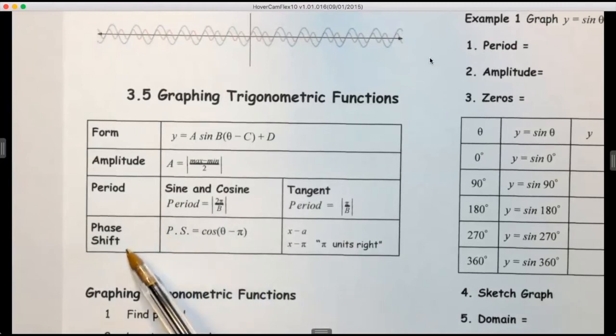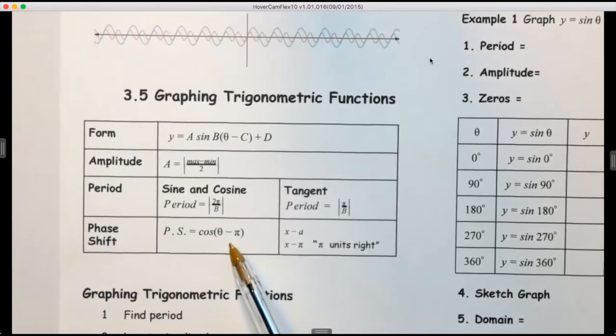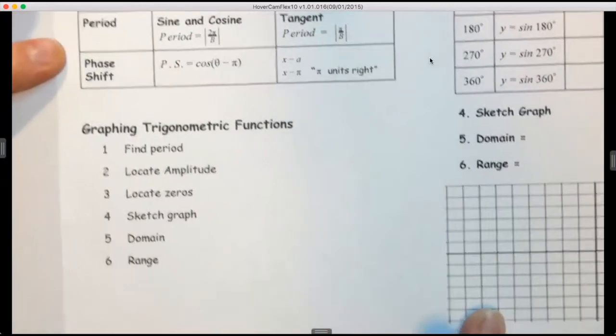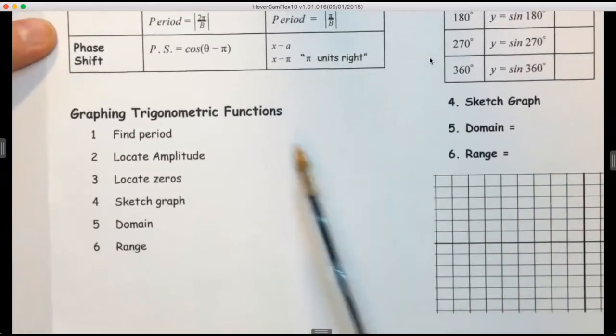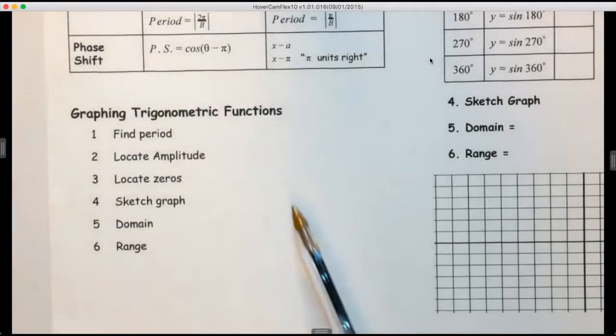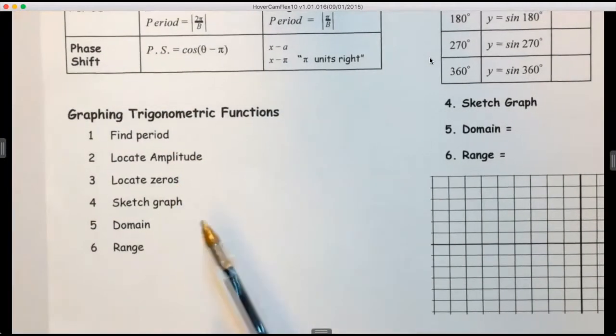We have a phase shift. It can be shifted left and right. It can be shifted up and down. Graphing trig functions, we're going to go in this order. Find the period, locate the amplitude, locate the zeros, sketch the graph, and then talk about the domain and range.